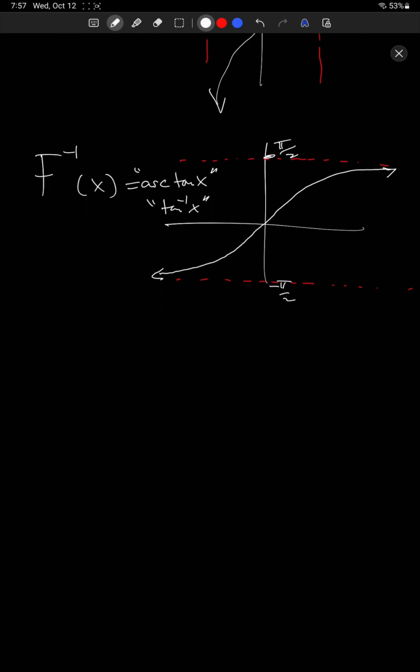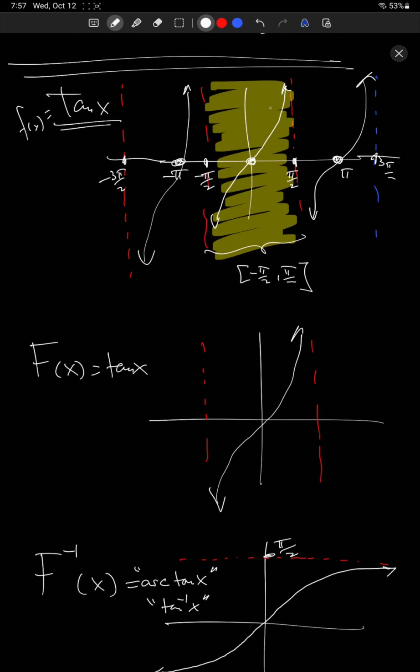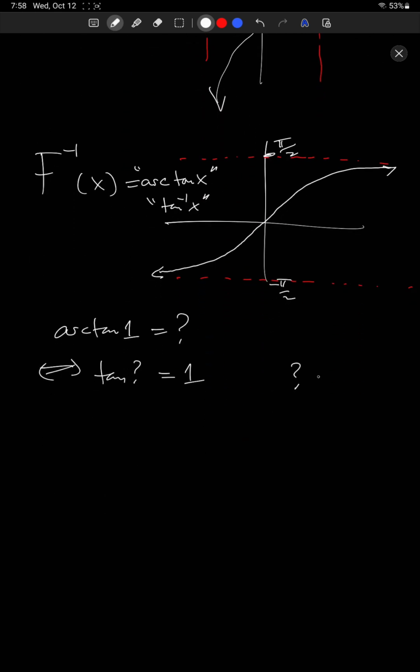Okay, and again, if you're asked to compute what's arctangent of 1, let's say, that's the same as asking tangent of what is equal to 1. And again, that what has to be in this shaded region up here, so it has to be between minus pi over 2 and pi over 2.